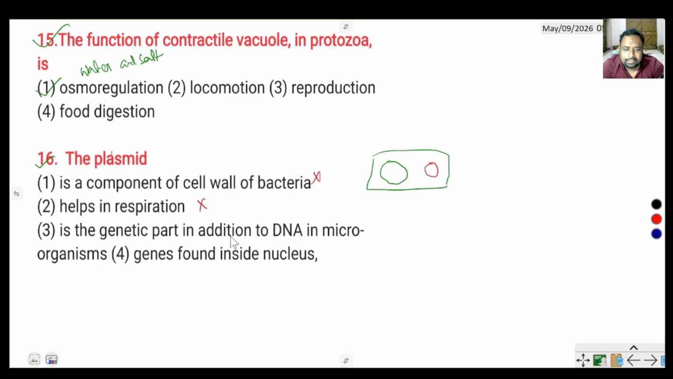Is the genetic part in addition to DNA in microorganism. That is the correct option. It is the extra genetic part by extra chromosomal DNA, that is circular DNA, that bears very few genes. The function of plasmid is to protect the bacteria from antibiotics. There are 3 types of plasmid: Ti plasmid, tumor inducing plasmid, and another is resistance plasmid, R plasmid, that protects the bacteria from antibiotics.